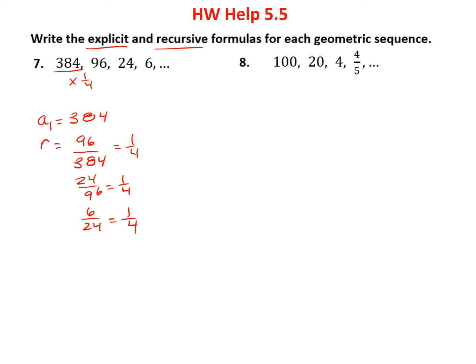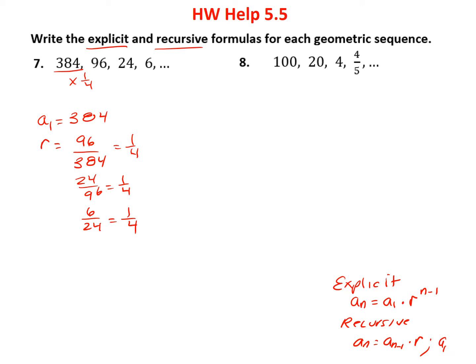And now we write our formulas. Remember our explicit formula. Let me just write them over here to remind you. Our explicit, a sub n, the nth term equals the first term times the common ratio to n minus 1. And the recursive, the nth term equals the previous term, the n minus 1 term, times r. And then we would state a1, whatever a1 is.